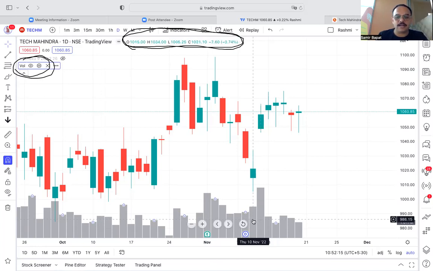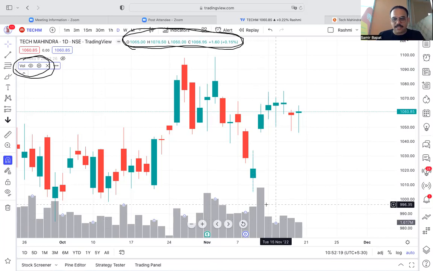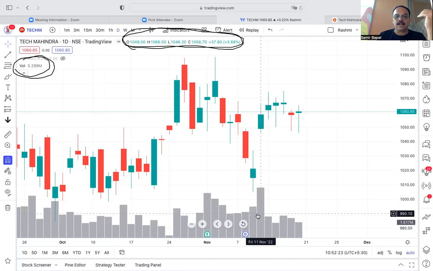On 10th of November, so everyone can understand, if I say, after some time, that the volume is higher on 11th November than 10th November, everyone can identify now what I'm talking about. If I talk about the volume of 11th November.